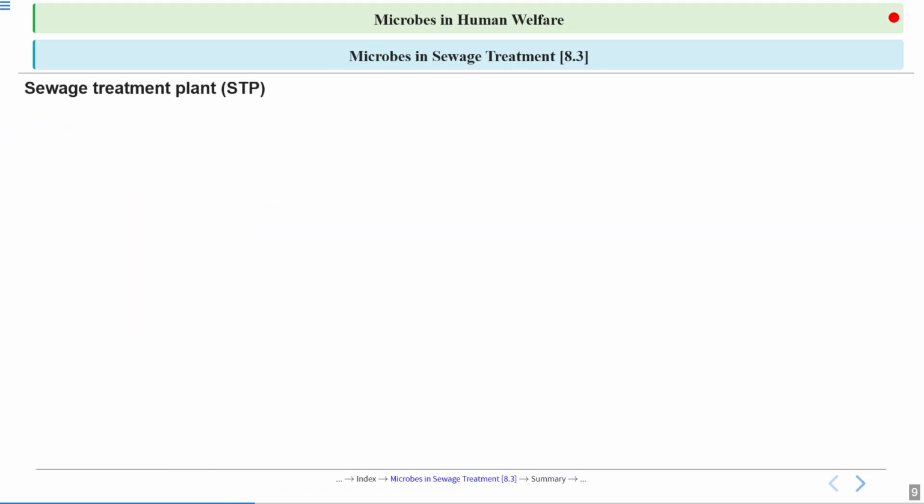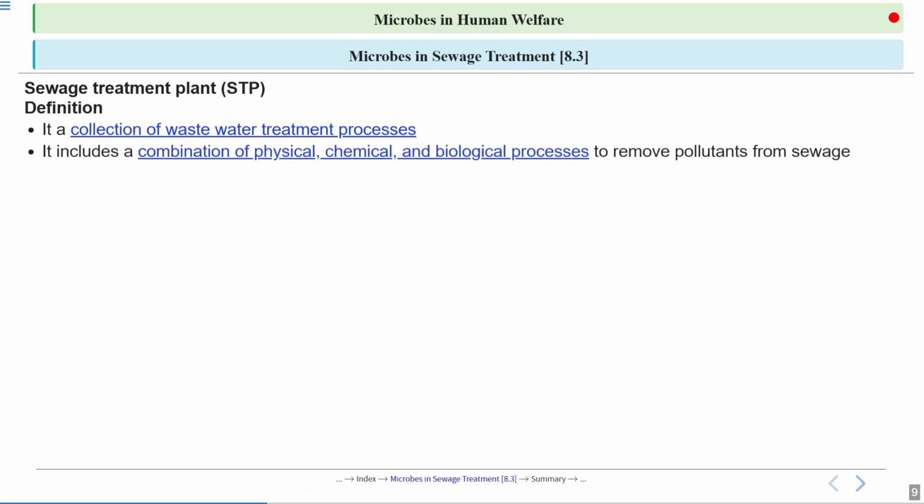Now let's talk about the sewage treatment plant. How can you define a sewage treatment plant? Basically it is a collection of wastewater treatment processes. This means it's a group of different methods used to clean dirty water, especially sewage. Here different methods are being used to clean the sewage. It includes a combination of physical, chemical and biological processes to remove pollutants from the sewage.